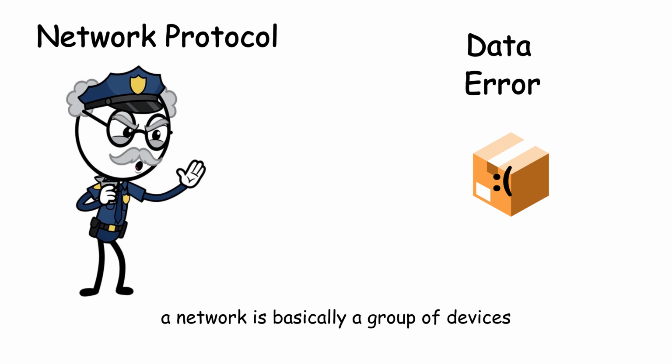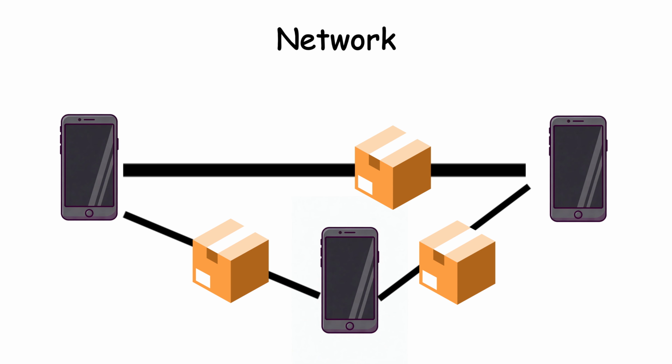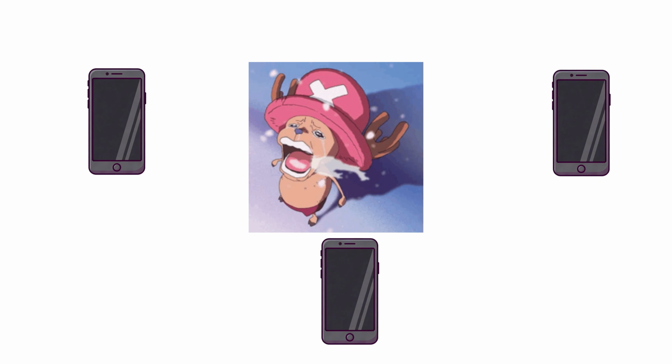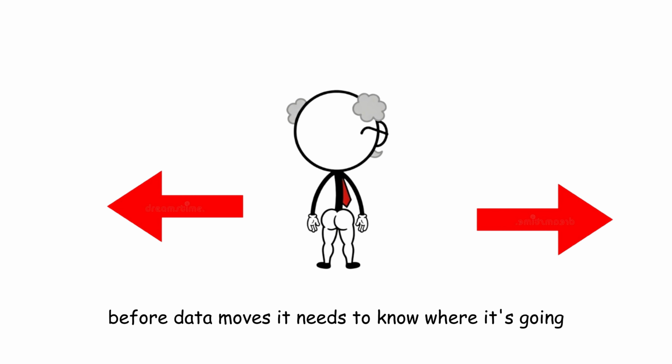Wait. A network is basically a group of devices connected together to share data. Without protocols, those devices are just screaming into the void. Protocols are the social cues of the internet. Before data moves, it needs to know where it's going.